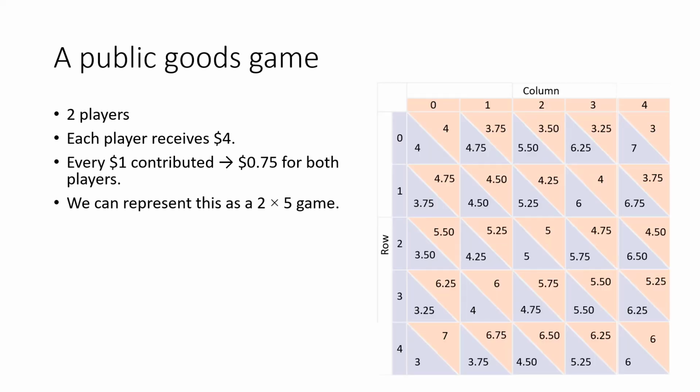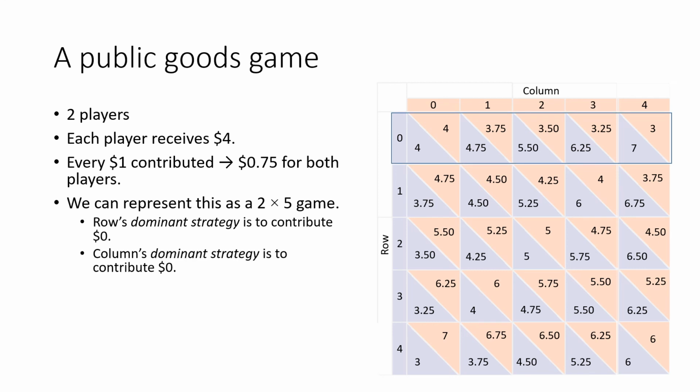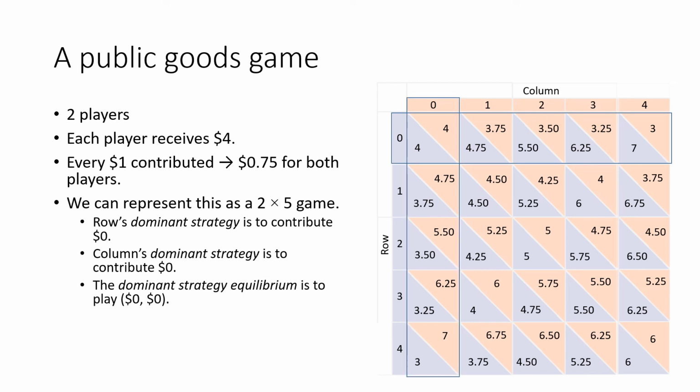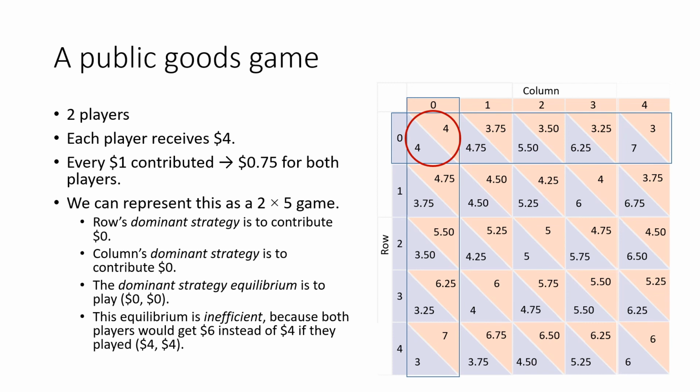As you can see in the matrix form on your right hand side, row's dominant strategy is to contribute 0, and column's dominant strategy is to contribute 0 as well. So the dominant strategy equilibrium is to play 0-0. However, the equilibrium is inefficient because both players would get $6 instead of $4 if they played 4-4.